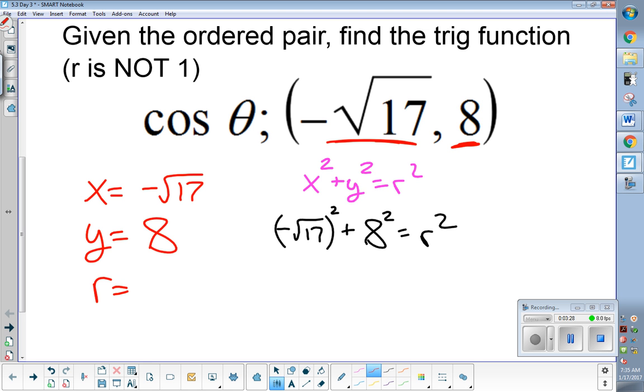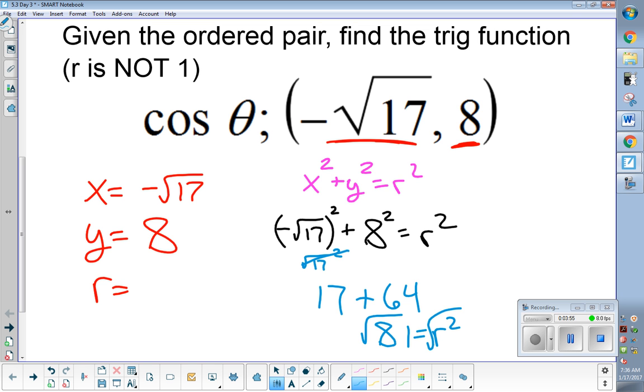Well, if you square a negative, that's positive. And square root of 17 squared, the square and the square root are going to cancel, leaving me just 17. Plus 8 squared. 8 squared is 64. 17 plus 64 is 81. Equals r squared. So if 81 is r squared, I'm going to square root. Square root, r is 9.